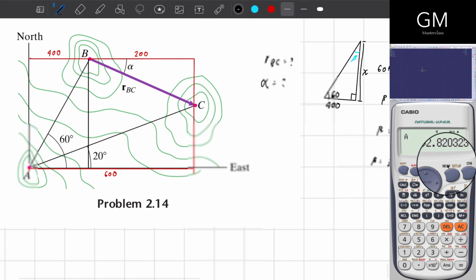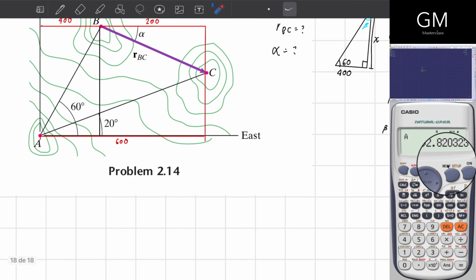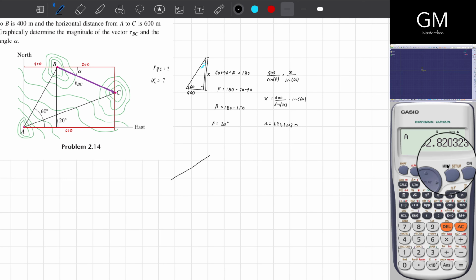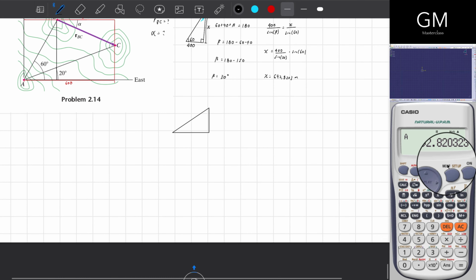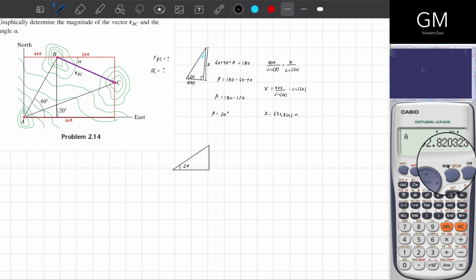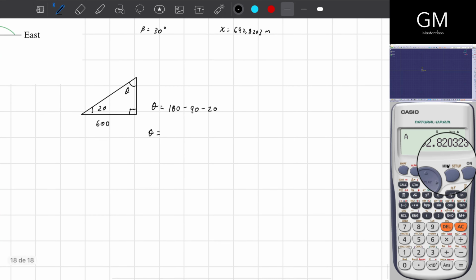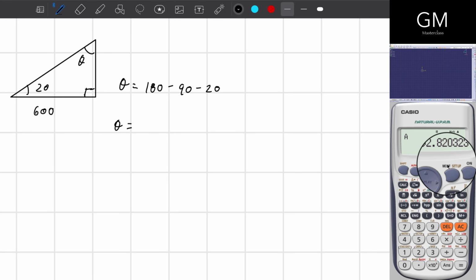Alright, then I'm going to use this second triangle for me to find this cathetus. Alright, so bear with me while I create the triangle. Right here, this is equal to 20 and this is equal to 600. I'm going to do the same thing. I'm going to look for this angle that I'm going to call, for example, theta. And right here I have an angle of 90 degrees. That means that theta is equal to 180 minus 90 minus 20. Theta is equal to 70 degrees.